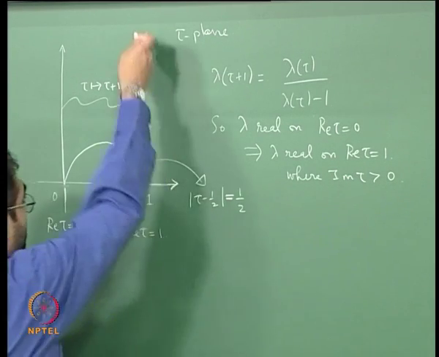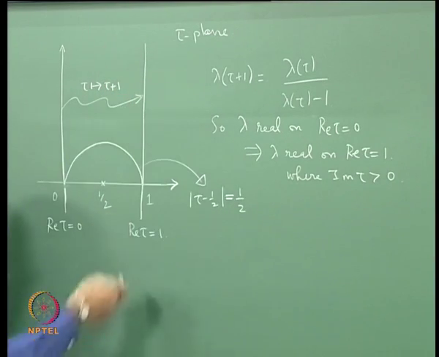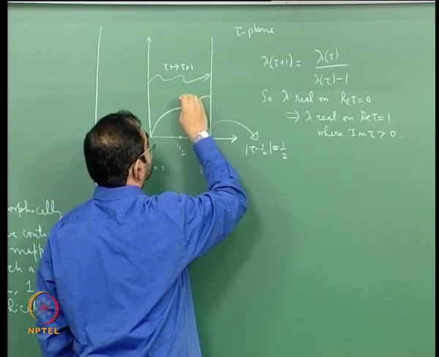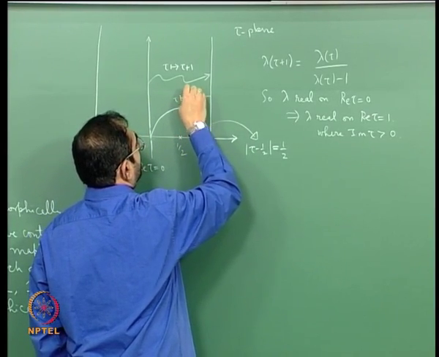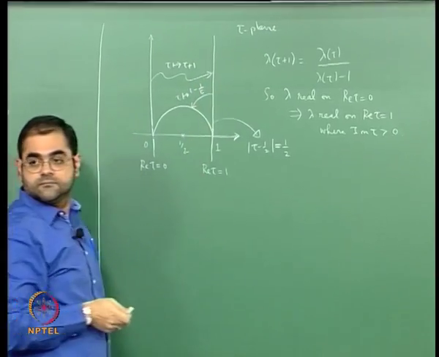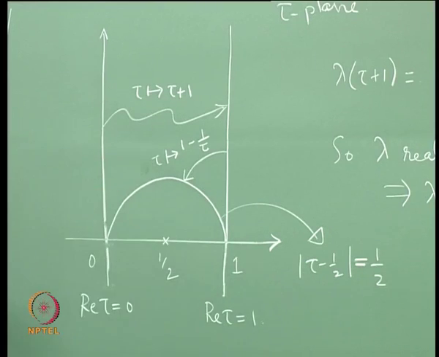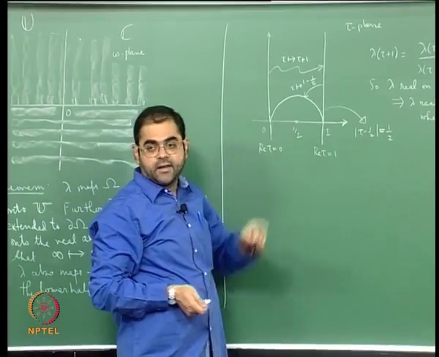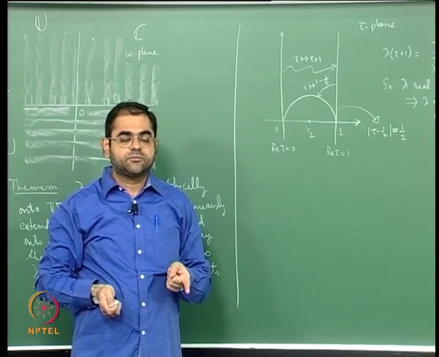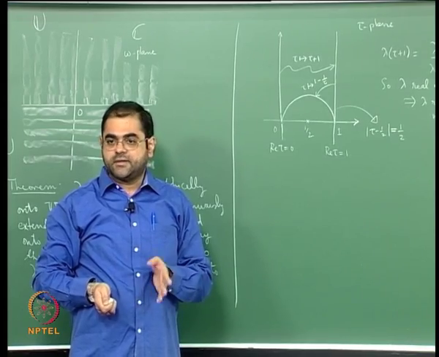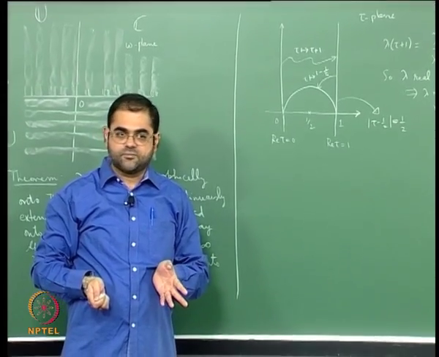Then notice also that this line is mapped onto this circle by the transformation. So there is a transformation that is going like this, and this transformation is none other than tau going to 1 minus 1 by tau. You see, take the transformation tau going to 1 minus 1 by tau, it is certainly a Mobius transformation, and you know that a Mobius transformation will map straight lines to straight lines or circles, and circles to straight lines or circles, that is a fundamental property of Mobius transformations.